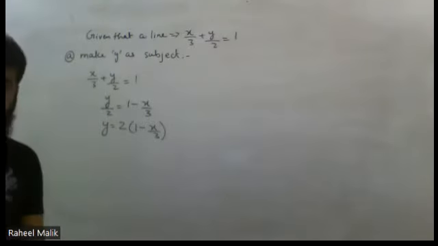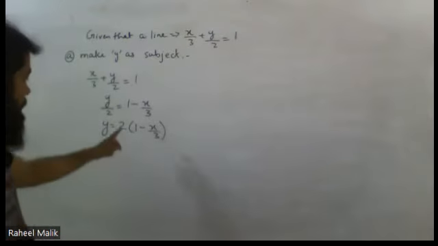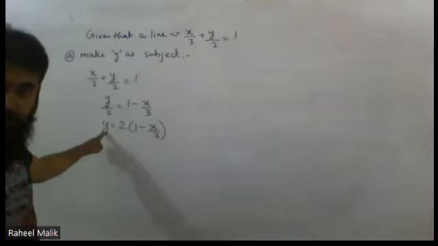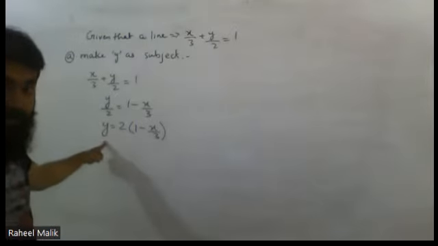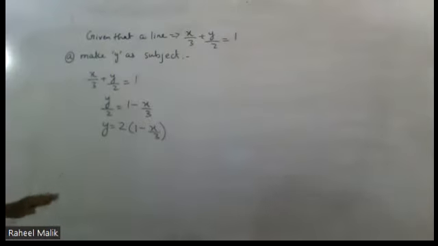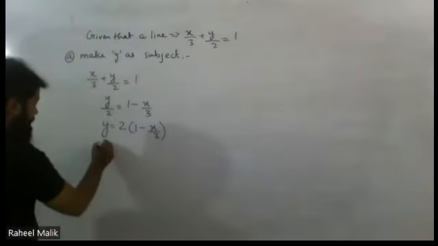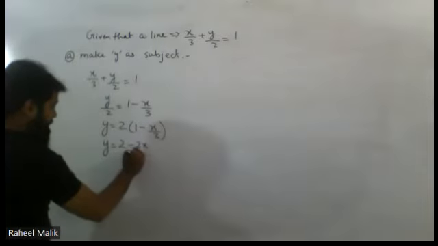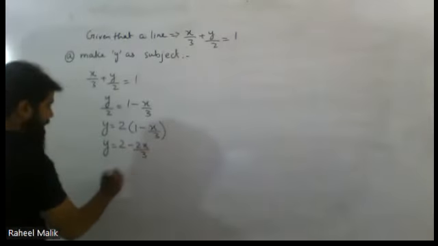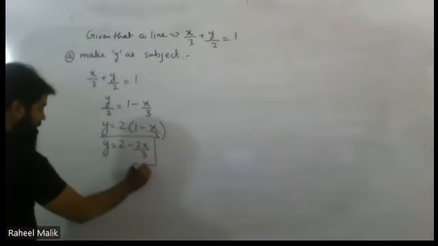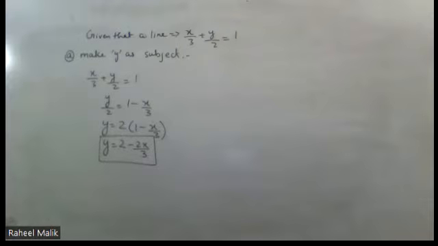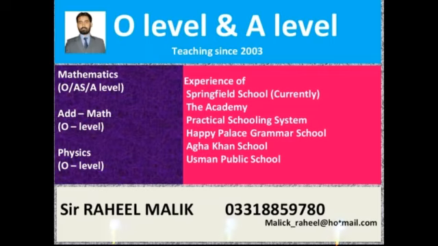Okay. So you can leave your answer over here because they have asked for y as the subject, meaning y should be all alone. So right now y is the subject. But I am simplifying it a little bit further. So y equals 2 minus 2x over 3. This is my equation in which y is the subject.